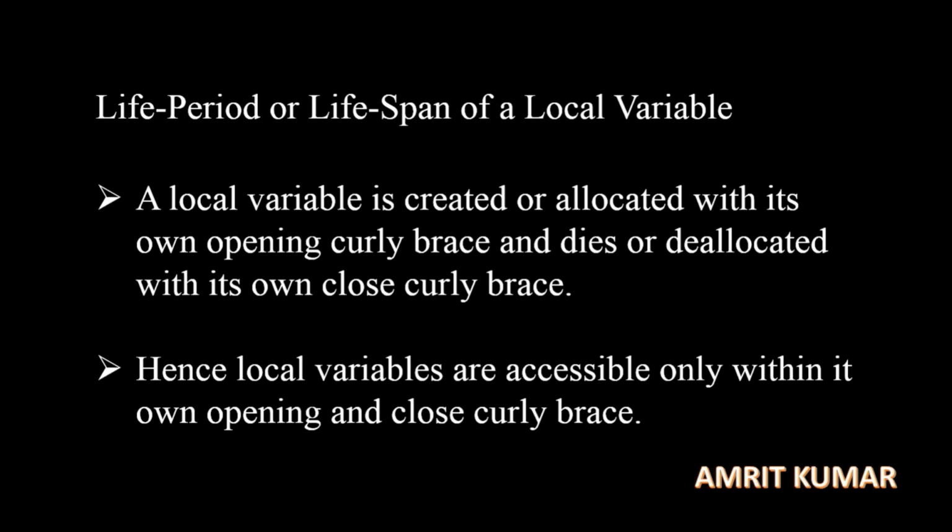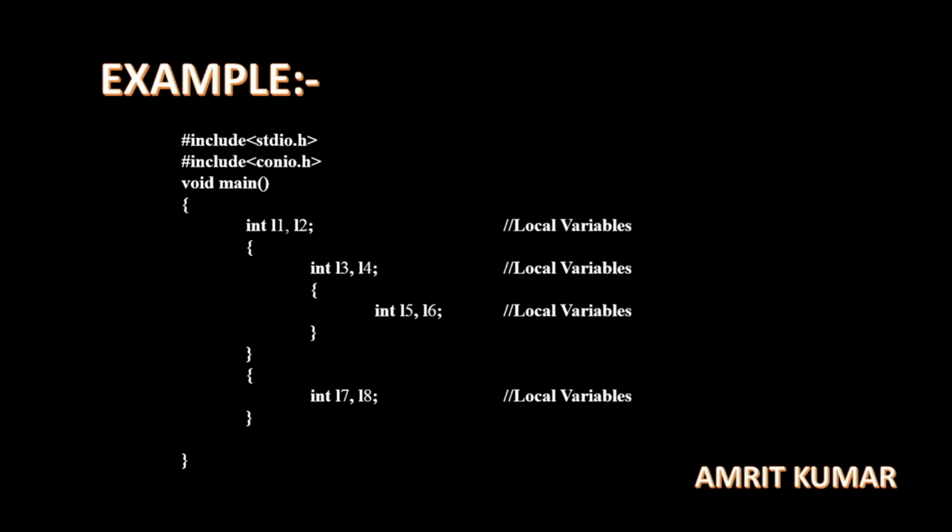Let's move on to the life period or lifespan of the local variable. A local variable is created or allocated within its own opening curly brace and dies or is deallocated with its own closing curly brace. As you are seeing here, this is a variable I1, I2. It is a local variable because it is within the curly braces. Here you are seeing its life scope: it starts from here and ends here. So after this point, I1 and I2 are not local variables.